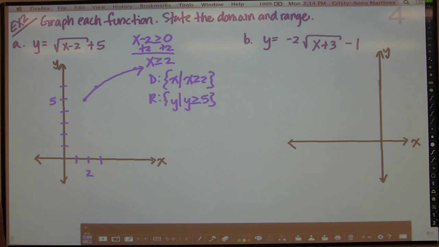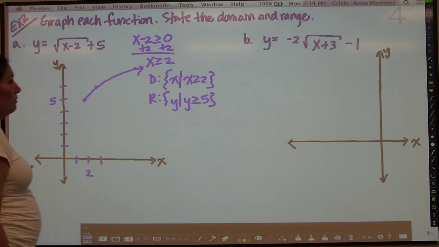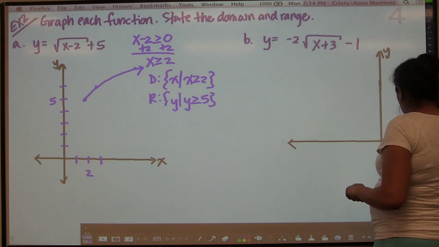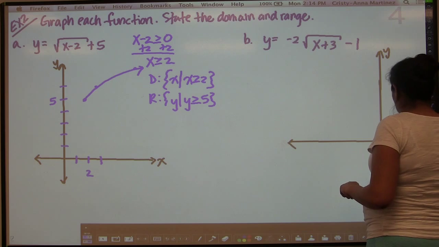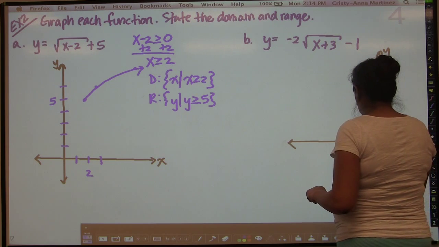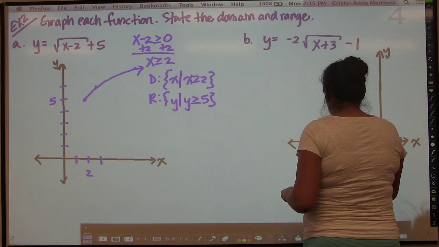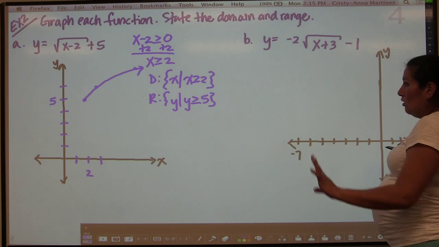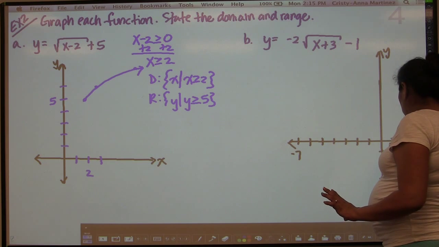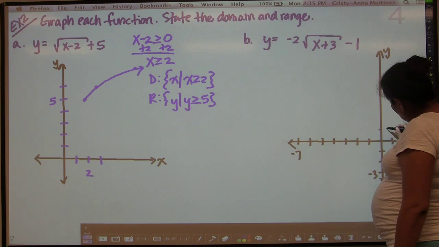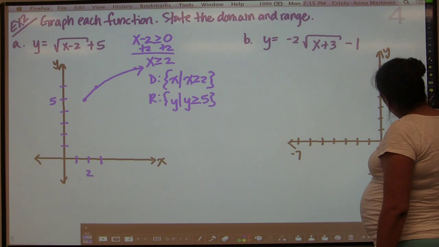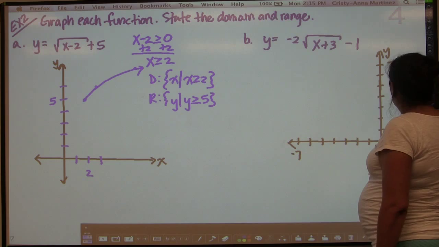Alrighty, so that's how I'm going to graph that little guy. And in a similar fashion, we're going to come over here and graph this guy as well. 1, 2, 3, 4, 5, 6, 7, okay? Now, if you don't like that method, you can always make your own t-table, but really the point is to use the parent graph as much as you can when you're graphing.